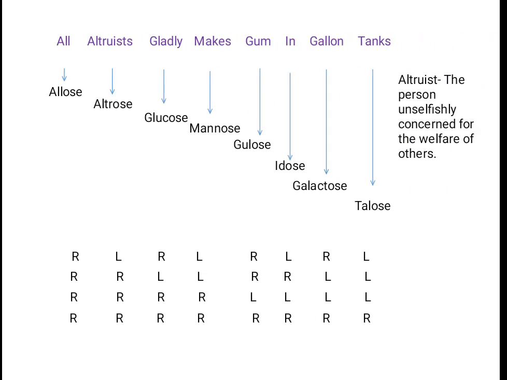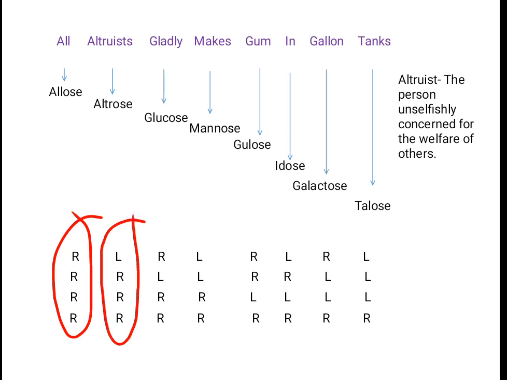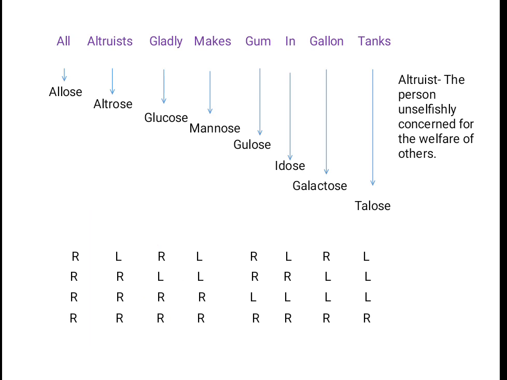For allose, the asymmetric carbons contain all the OH groups on the right hand side. That's why RRRR. In case of altrose, the first one is on the left, the next 3 are on the right. So LRRR. In case of glucose, the first one is on the right, the second one on the left, and the third and fourth are on the right. So by doing this, you can remember all the structures.